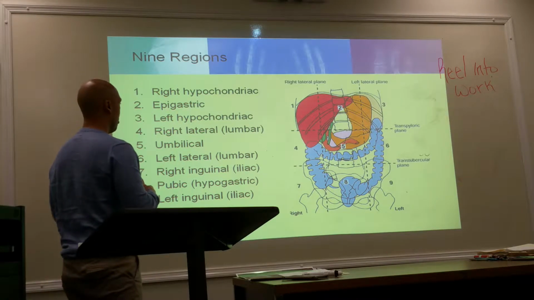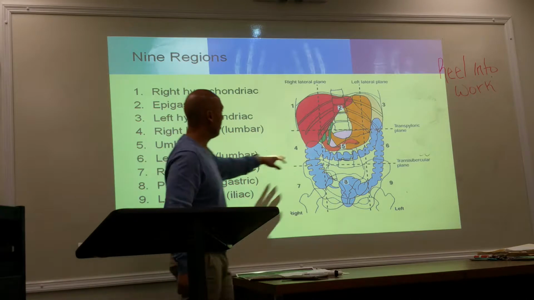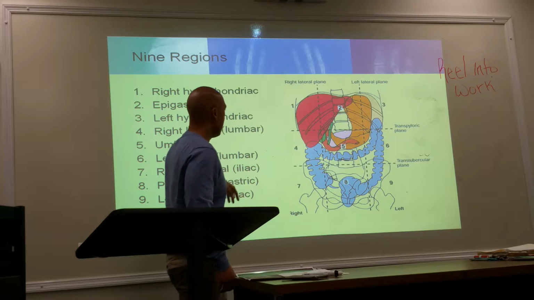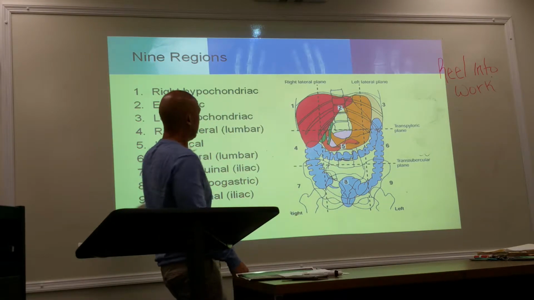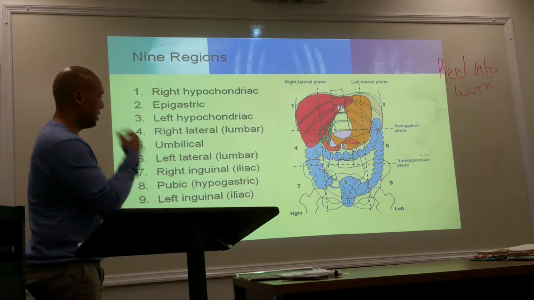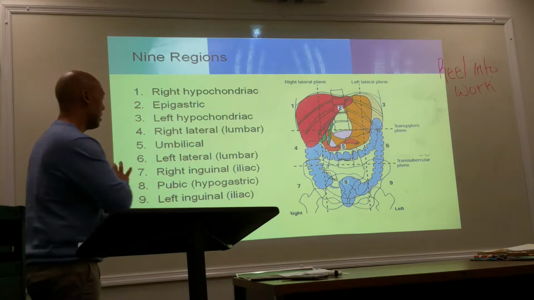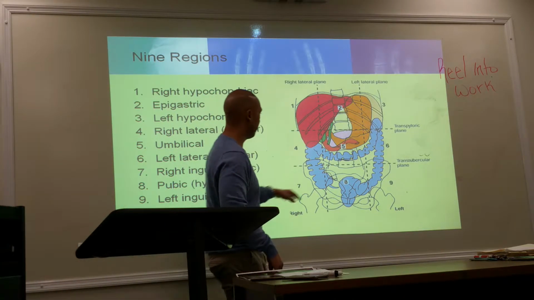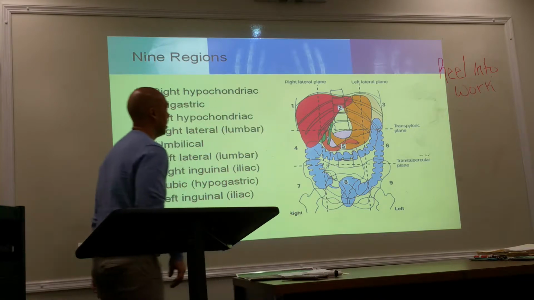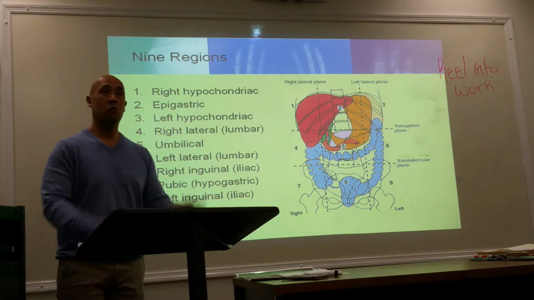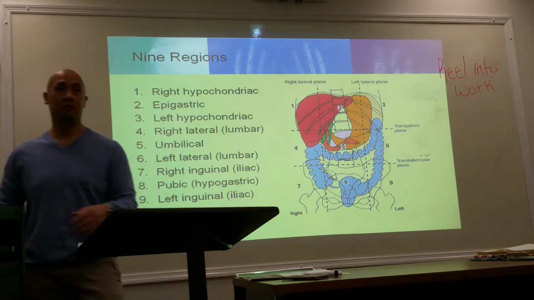In the middle section here, we have the right lateral or right lumbar region, the umbilical, and then the left lumbar region. And then in the lower row, you have the right inguinal, the pubic, and the left inguinal. Also be familiar with what structures are located in these different regions.